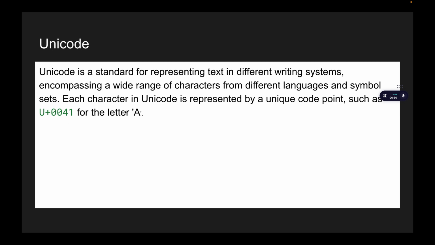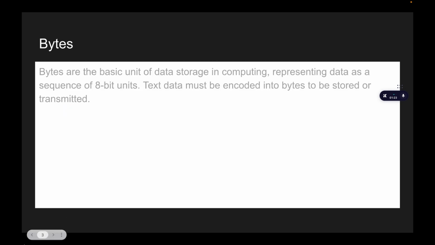For the letter B, it would be something else, like U plus something else, right? So in summary, it represents each letter in its own format, in its own type of way that it understands. For C, it would be something else. For D, it would be something else. We'll get into more depth on this topic as we move on in today's video. Okay, so let's move on.